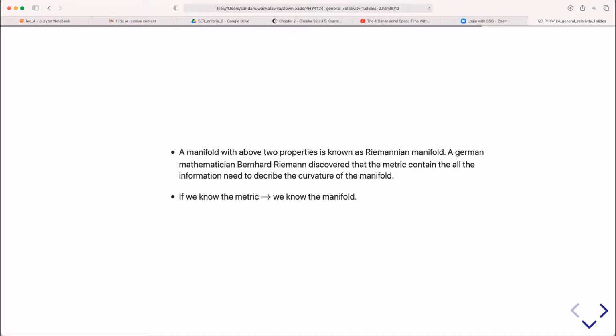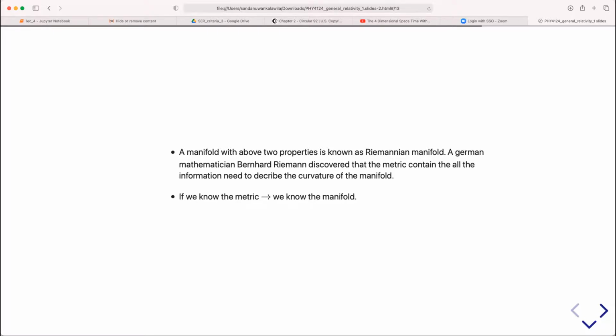Now, when you have a manifold with these two properties, it is also known as a Riemannian manifold. That's how the name came. The name came from a German mathematician called Bernhard Riemann, who discovered the metric that contains all the information to describe the curvature of a manifold.